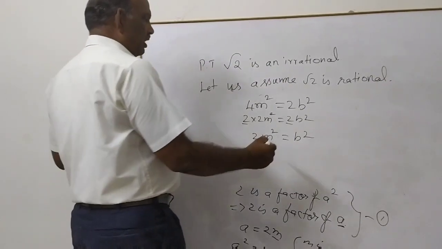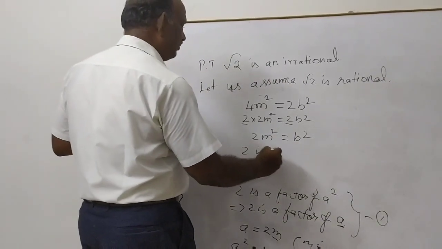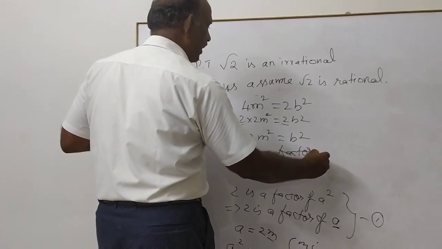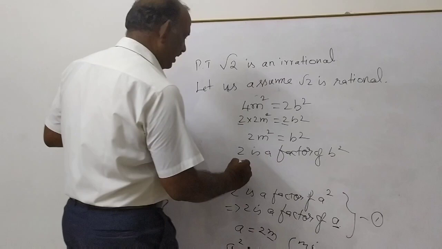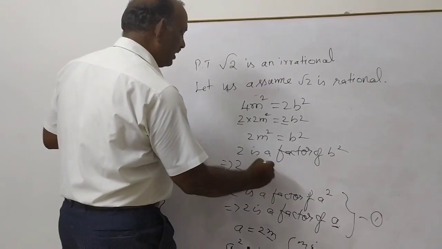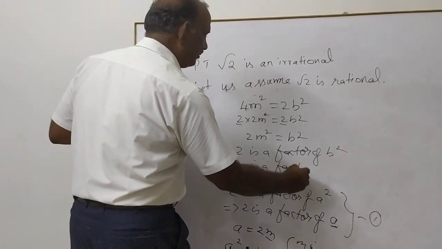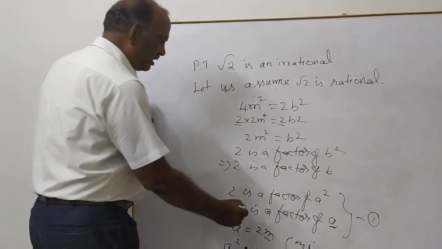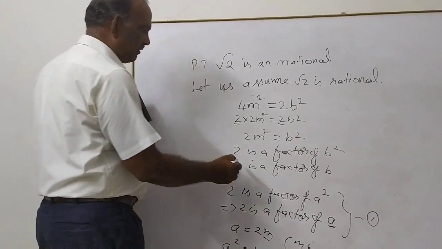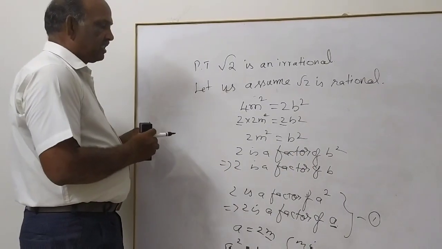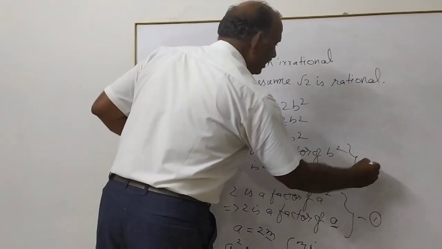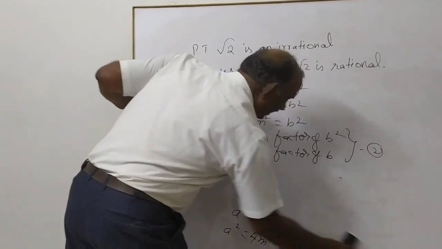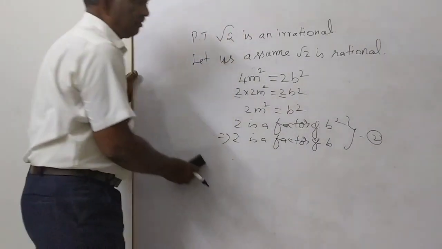That means what? 2 is a factor of b squared. Again, this implies 2 is a factor of b also. Here 2 is a factor of a, which is 1, and here 2 is a factor of b, which is 2. From 1 and 2 we can say a and b have a common factor 2.